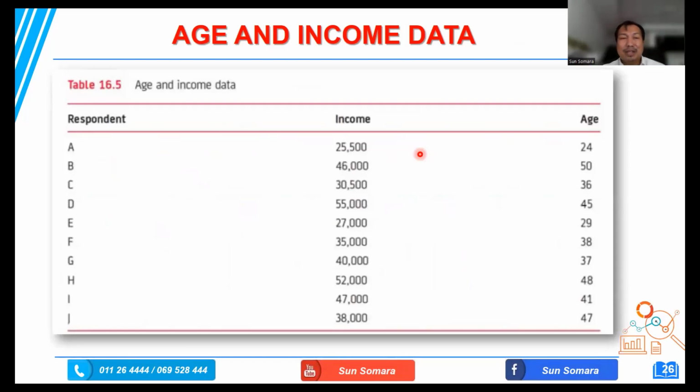Age and income data. You can say respondent A, B, C, D until J, their income, and this one is just about their age. Okay, 25,500 at the age of 24, and 46,000 at the age of 50, for example.